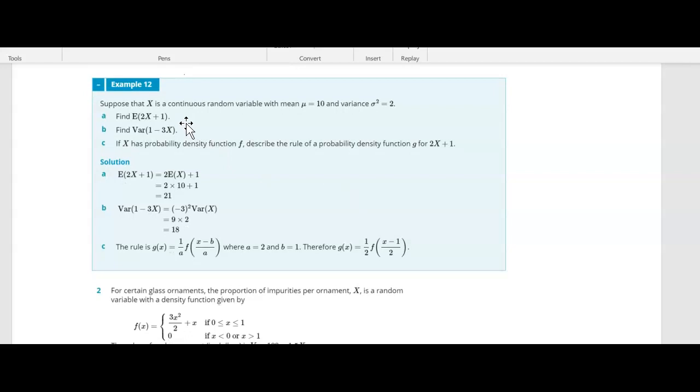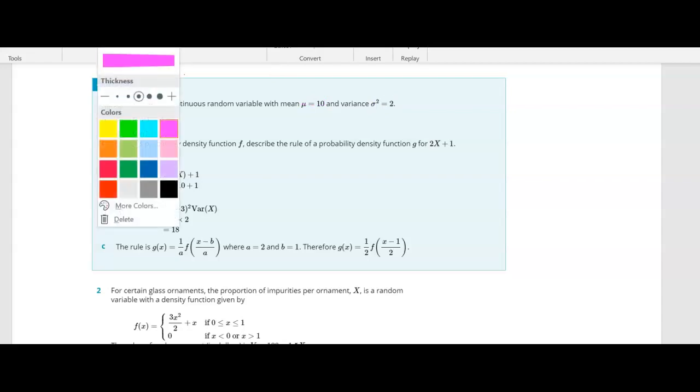So suppose x is a continuous random variable with a mean of 10. Remember the mean, we use that symbol mu, and the variance, it does say it there, sigma squared equals 2. That's really hard to see, so I'm going to get rid of the pink highlighter and maybe use my yellow highlighter.